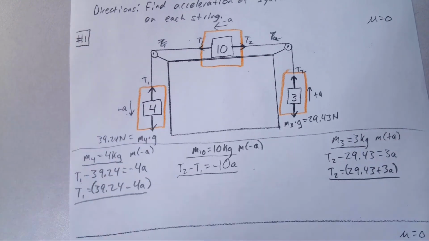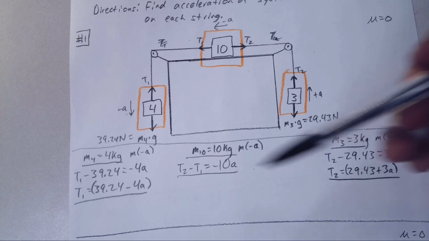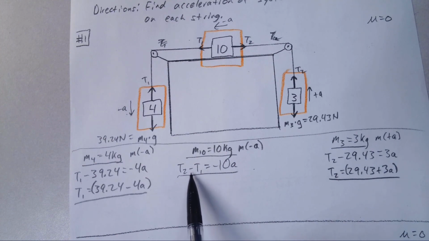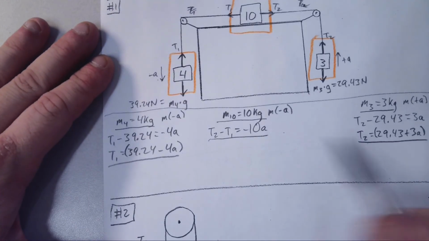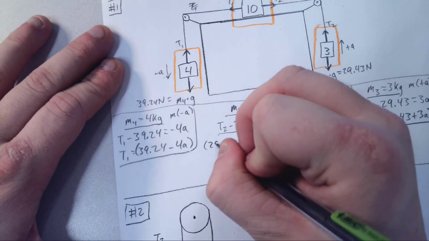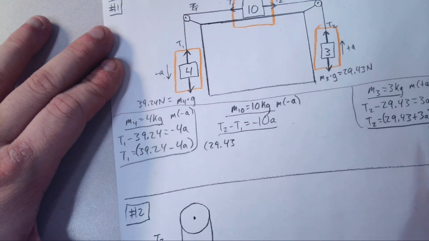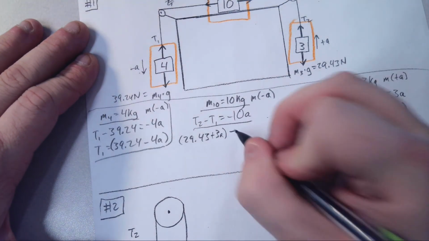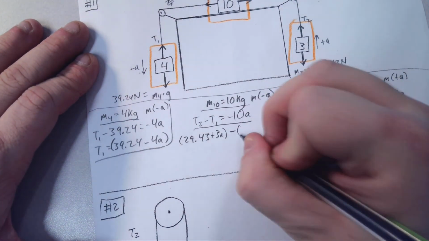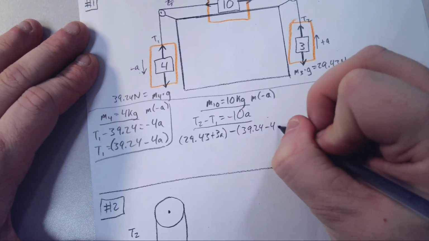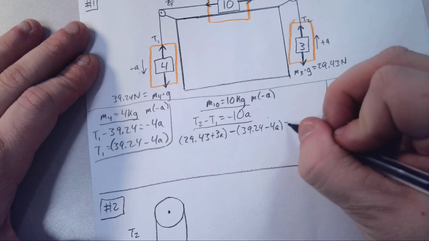The reason we're putting those parentheses is that we are now substituting this quantity in there. And you can see, especially for T1, we're going to be substituting into there, and we don't want to miss that the negative has to be distributed throughout that. But don't try to plug and distribute, just write it as is. So T2 over here, that's 29.43 plus 3A minus the quantity 39.24 minus 4A. Okay, that's that, equals negative 10A.